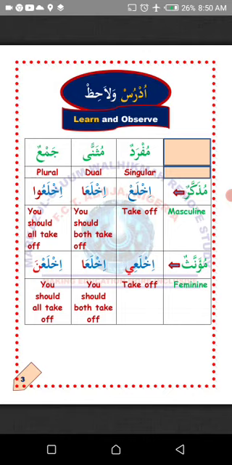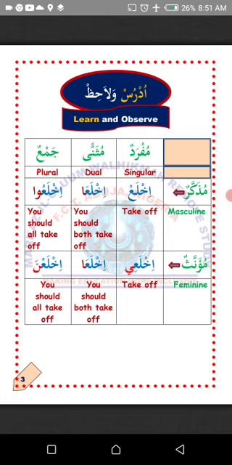Mufrad, singular. This is a word in Arabic that means only one. Muthanna, dual. This is a word in Arabic that means only two. Jamu, plural. This is a word in Arabic that means more than two, from third upward. Plurality in Arabic starts from third upward, unlike English, where it starts from two upward.